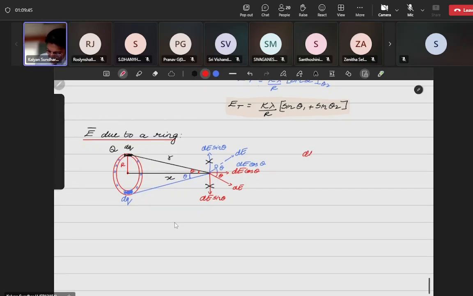Your dE total, again the same thing. What is it? dE cos theta parameter. dE னா என்னது? K into dq divided by small r square distance தானே இருக்கணும், into cos theta value. அந்த triangle cos theta என்னது? Adjacent by hypotenuse. Correct? So x divided by hypotenuse r. Right?